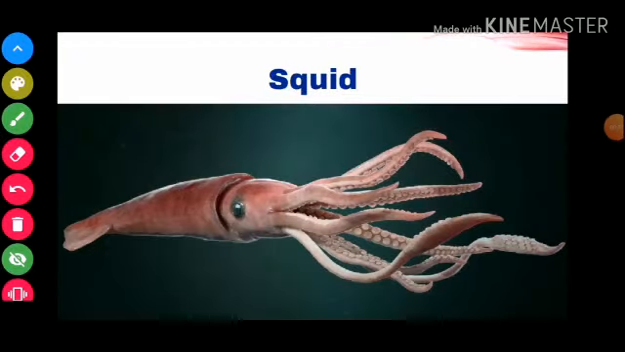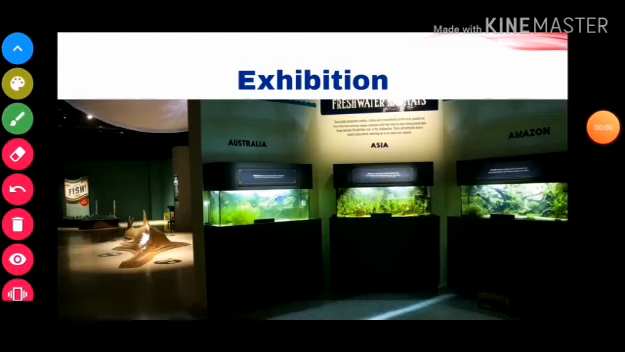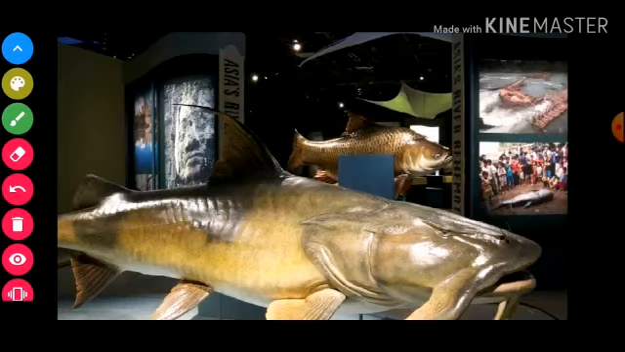Squid, which means الحبار لديه ما يسمى بالمجسات, which is in English tentacles. Exhibition وهو معرض. هنا لدينا معرض للأحياء البحرية. This is another one.